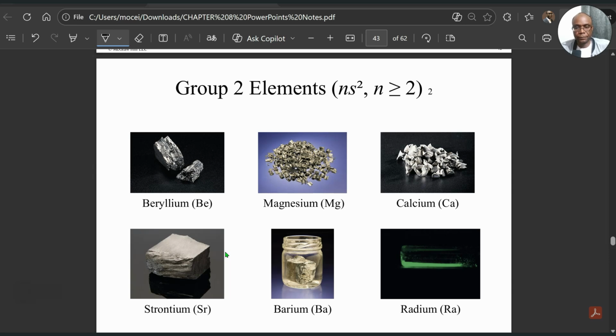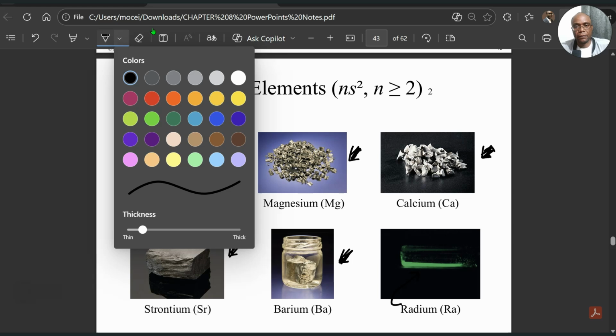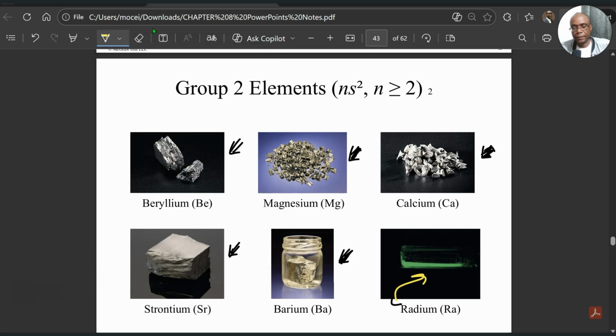Starting from beryllium, it looks like that. Magnesium looks like that. You must have seen magnesium ribbon. Calcium, it's whitish. Mostly that's the element that gives the bone strength. Magnesium is found mostly in plants inside the chlorophyll. You have strontium, you have barium, okay, and then you have radium that looks so nice. Look at radium, looks so nice.